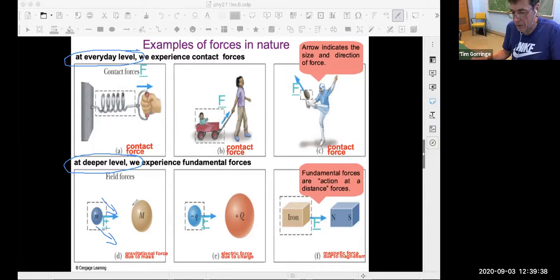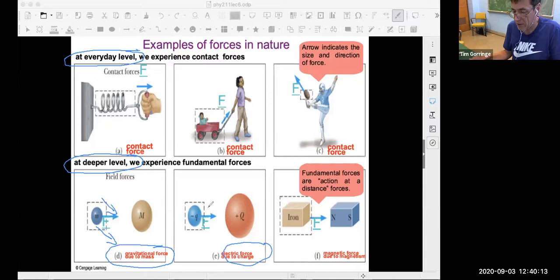At a deeper level, the fundamental forces of nature, we'll discover are, for our purposes, these four forces here. There's gravity, that's a fundamental force of nature, down here on the bottom left. And it's a force that acts between pairs of masses, between two masses.